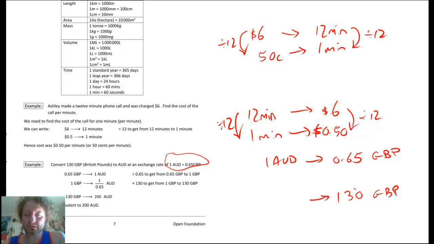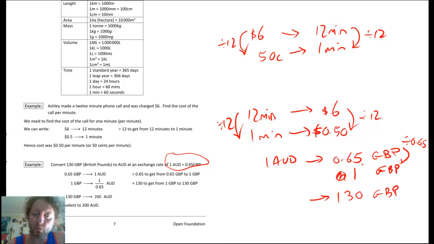Now the truth is, I can get this answer straight from saying, look, if 0.65 GBP is 1 Australian dollar and I want to know how many Australian dollars this is, just get 130 and divide it by 0.65 and that will tell me the answer straight up. But I'm just using the method from last week because a lot of people like it. How do I get to know what 1 GBP is worth? How do I turn something into itself? I divide by itself. So if I divide 0.65 by 0.65, I'm going to find out what 1 GBP is.